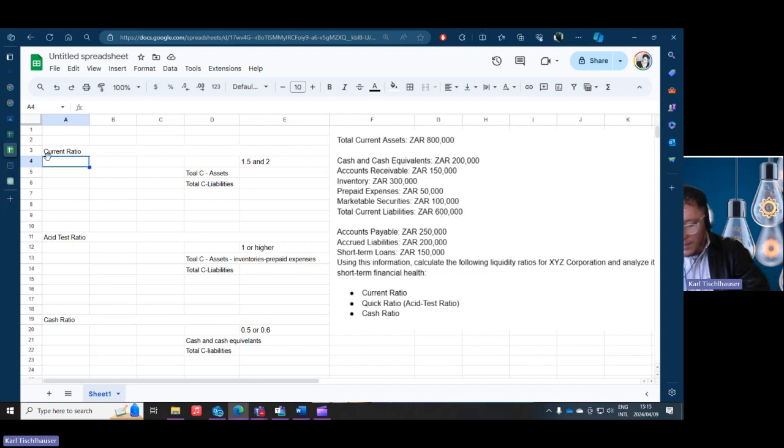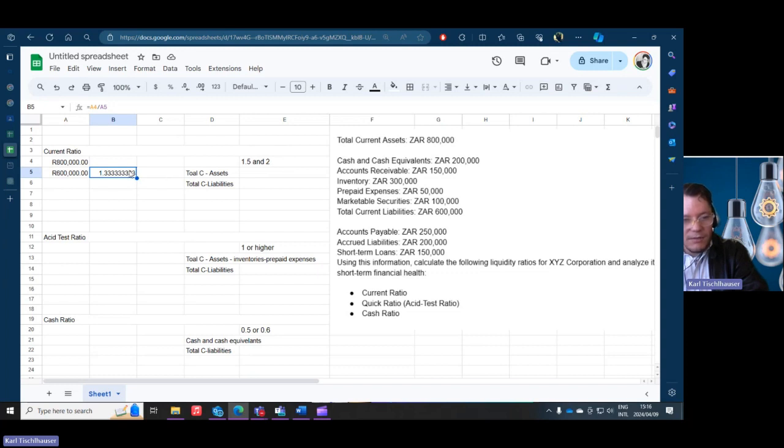I'm going to start by documenting it so that I have it here. Then I'll add the 600,000. Then we'll work out the ratio by saying current assets divided by current liabilities. So this divided by this, and press enter. You see we get a result of 1.33333. While this is a good result, it's not the desired result we want for the current ratio. We're looking for anything between 1.5 and 2.